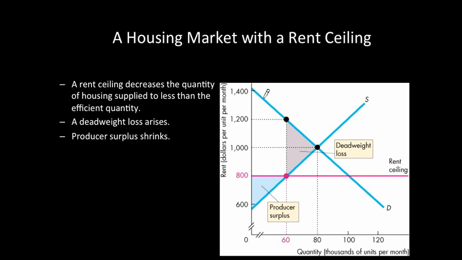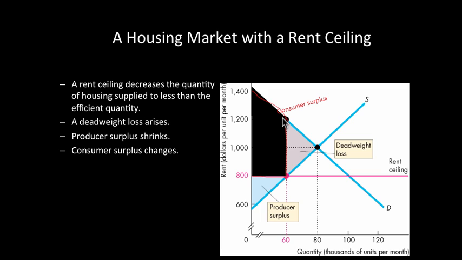Consumer surplus is measured by the area below the demand function and above the equilibrium price. So this was our original consumer surplus. What has happened to consumer surplus once the rent ceiling has been imposed? The rent ceiling is $800, so the consumer surplus is the difference between the demand function and the new price of $800, only for those units that are being rented out, which is 60,000. So the consumer surplus is this black region here.